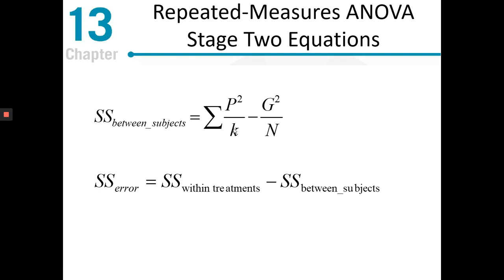And then, well, what do we do here? Well, K is the number of conditions. So there's 3 colors. 3 colors, 3K. So 36 is my P squared divided by 3.